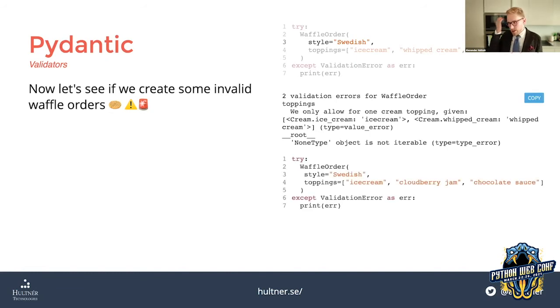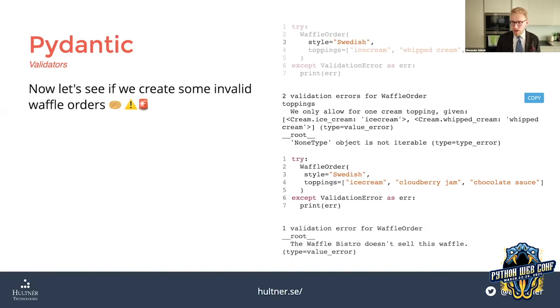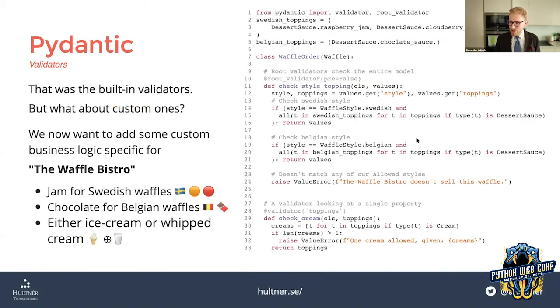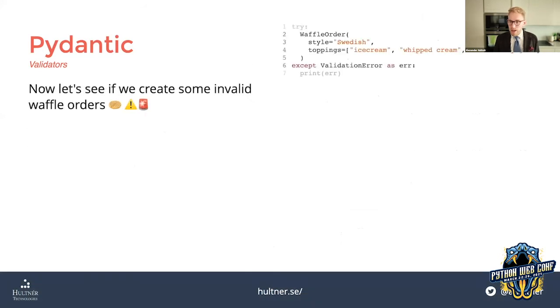So let's go ahead and try to create another invalid waffle that tests the other validator we had. Now I'm going to create one with both cloudberry jam and chocolate sauce, and it's a Swedish waffle. So chocolate sauce shouldn't be allowed. And this time we get the error from the root validator saying that the Waffle Bistro doesn't sell this waffle. So there you have your custom business logic in 2 functions basically added to your logic.